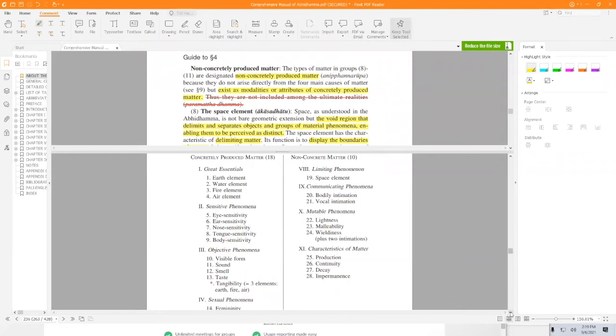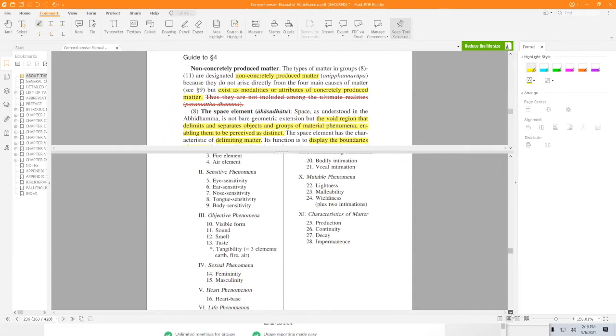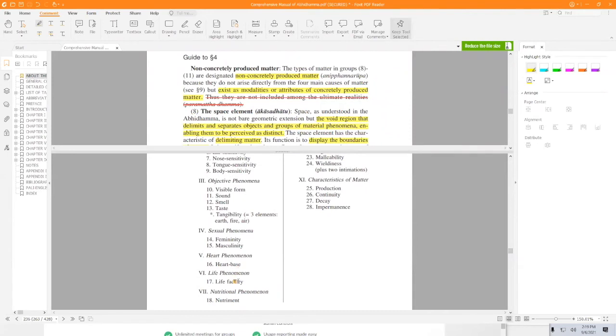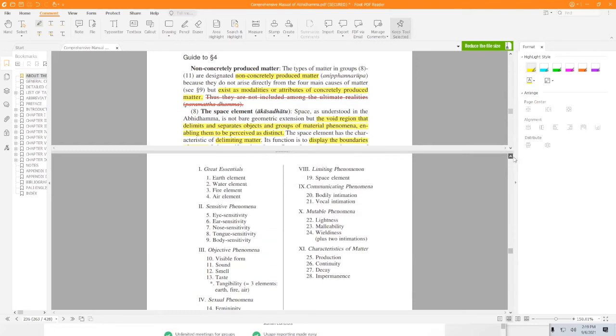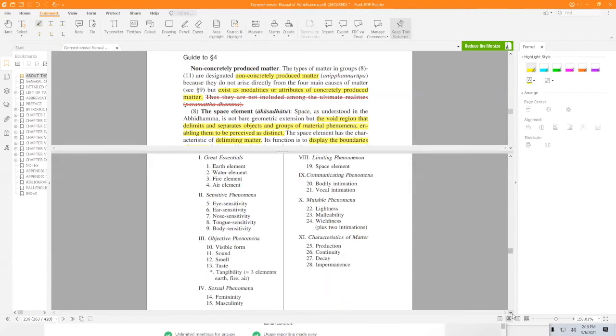And in the fine material realm, there will be no sexual differentiation, no femininity, no masculinity. I guess they have a heart base and life faculty. I think they'll have nutriment. Yeah, and then in the formless or immaterial realm, of course, all of these are absent.